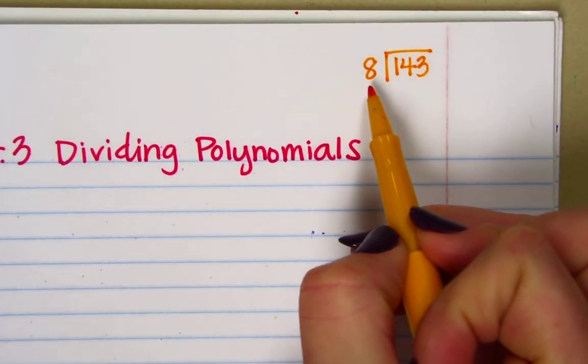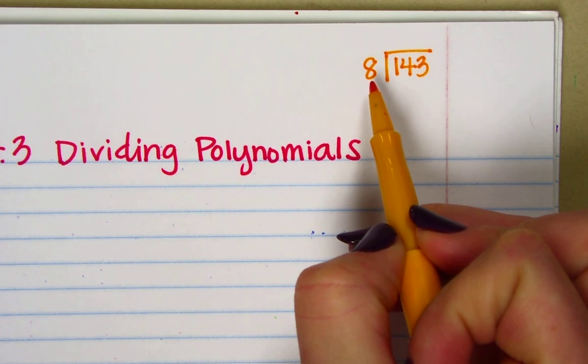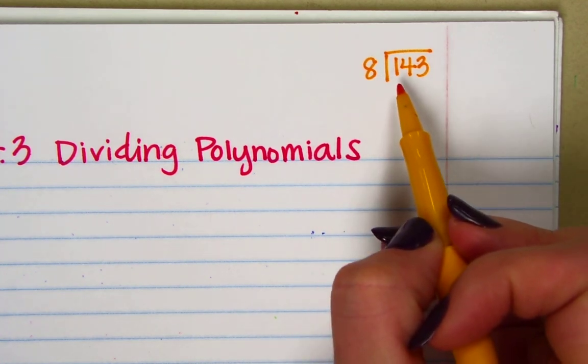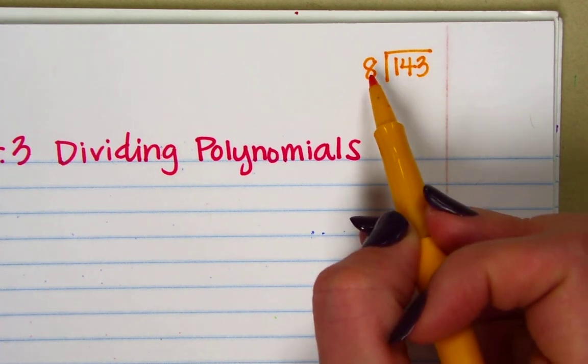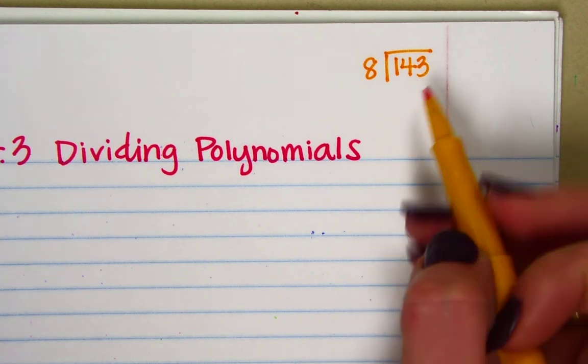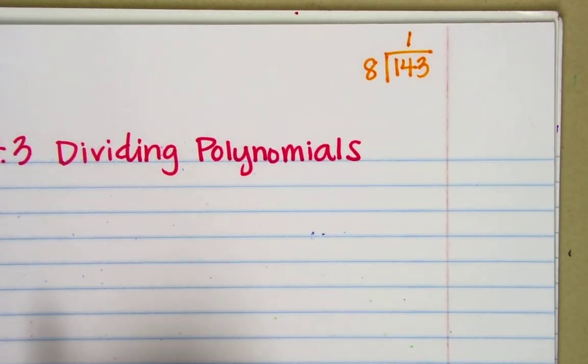We want to divide by 8. So what do we do first? 8 into 14. What about 8 into 1? It doesn't go, right? So then you go on to 2 digits. How many times does 8 go into 14? 1 time. So 8 goes into 14 1 time. Then what do we do? Bring down the 8.